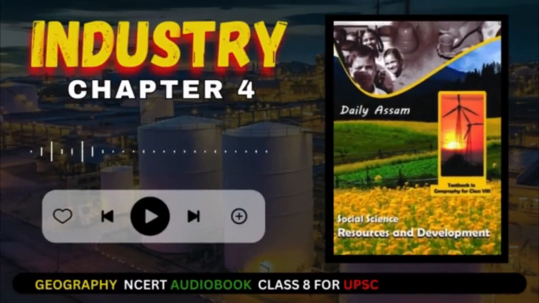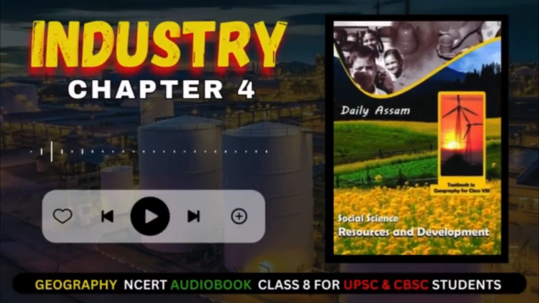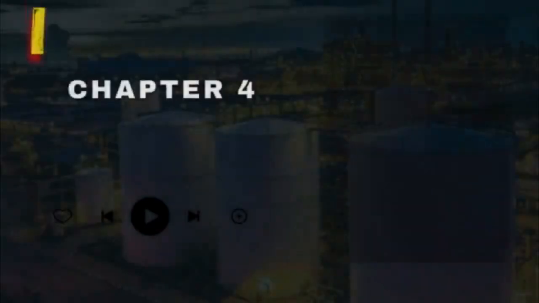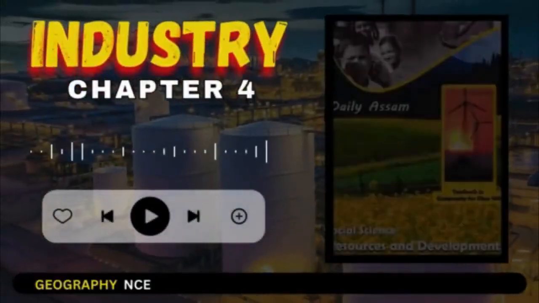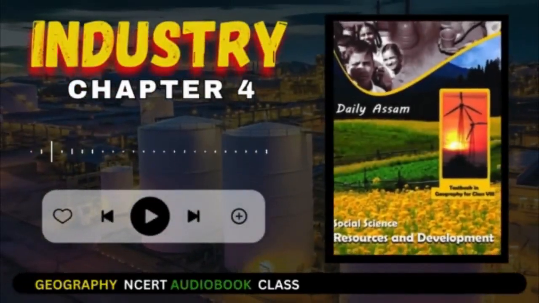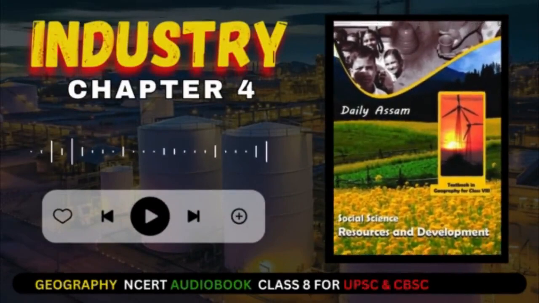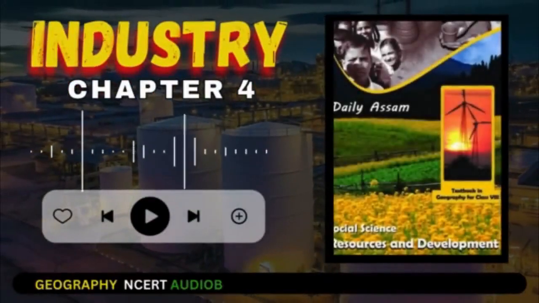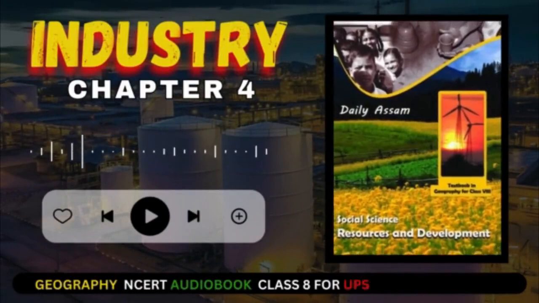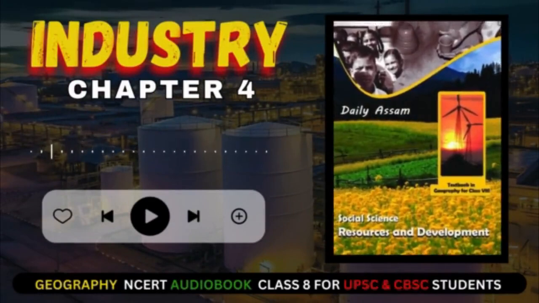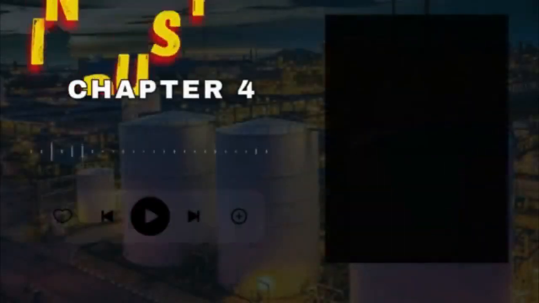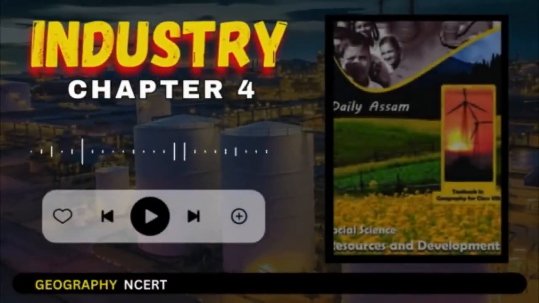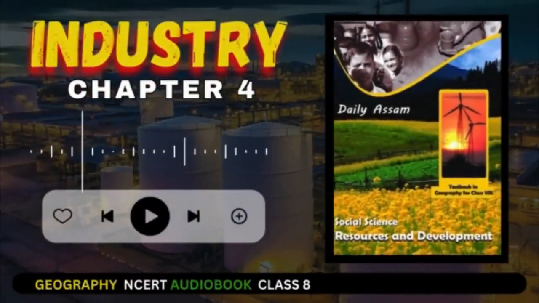Cooperative sector industries are owned and operated by the producers or suppliers of raw materials, workers, or both. Anand Milk Union Limited and Sudha Dairy are success stories of a cooperative venture. On right side, there is a green box which reads Activity. Give some examples of agro-based industries.